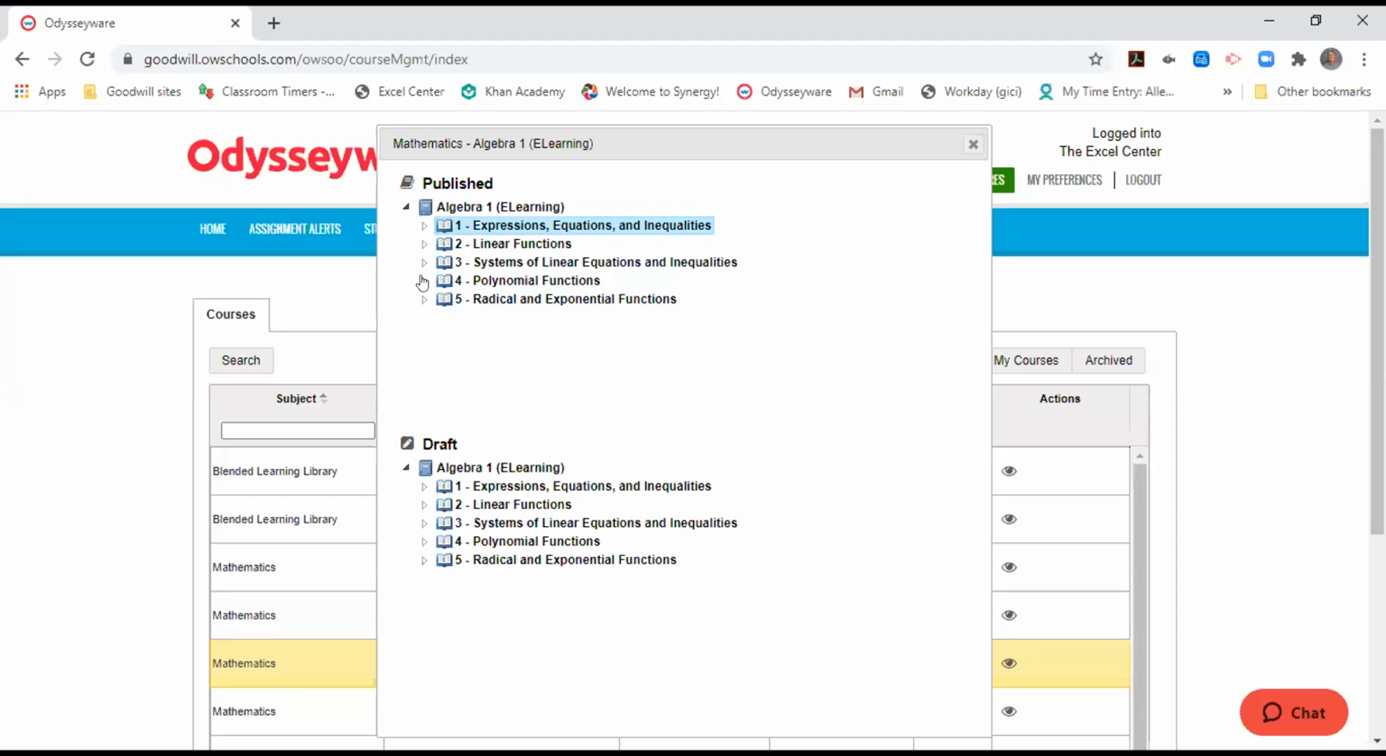But we only have to do these first 3 units here. We're in expressions, equations, and inequalities, followed by linear functions. That's where we start to get into graphing. And the 3rd unit is systems of linear equations and inequalities. Polynomial functions and radical and exponential functions are part of Algebra 1B.